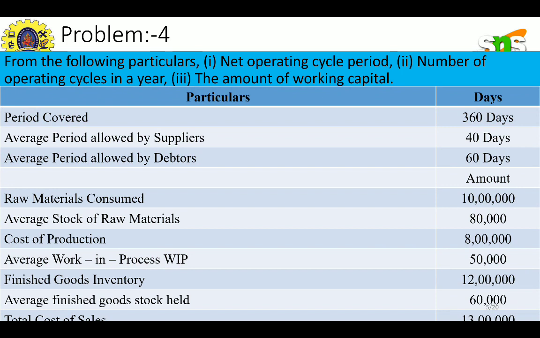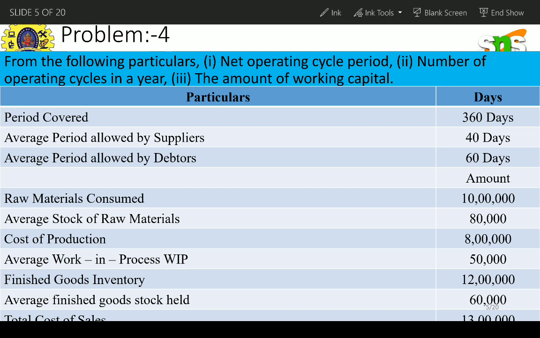Then the average period allowed by the suppliers is 40 days, and the average period allowed by the debtors is 60 days. These are given directly, so no need to use the formula. Then the next one: raw material consumed is 10 lakhs. Average stock of raw material is 80,000. Cost of production is 8 lakhs. Average work in progress is 50,000. Finished goods inventory is 12 lakhs. Average finished goods stock held is 60,000. Total cost of sales is 13 lakhs.